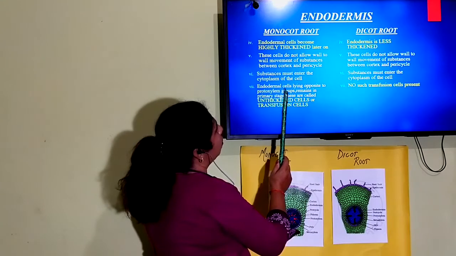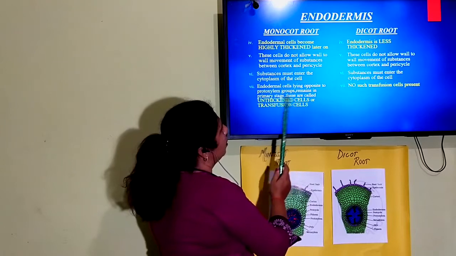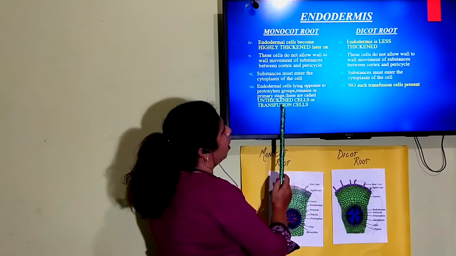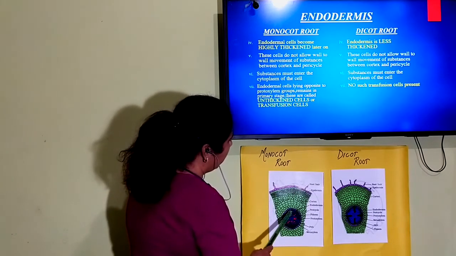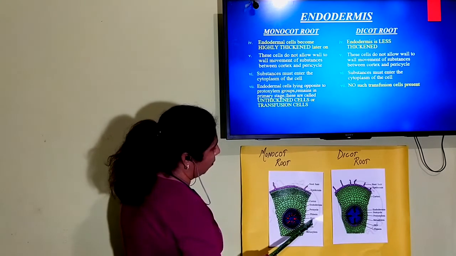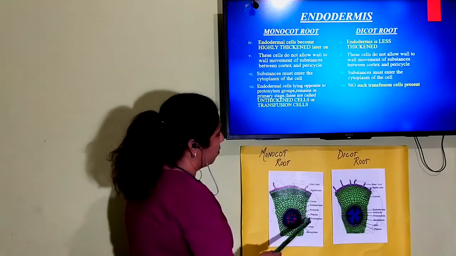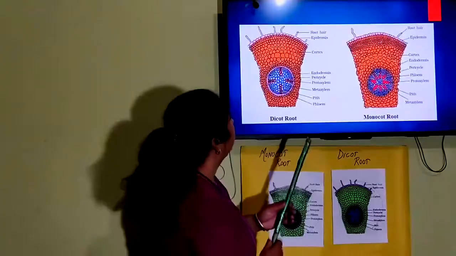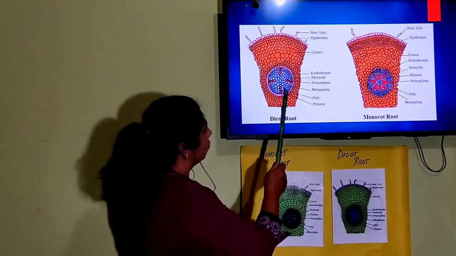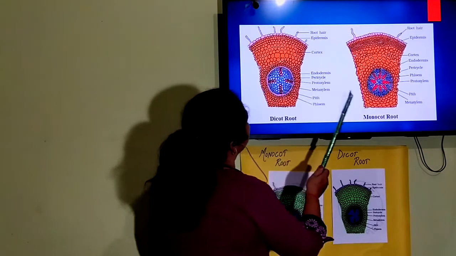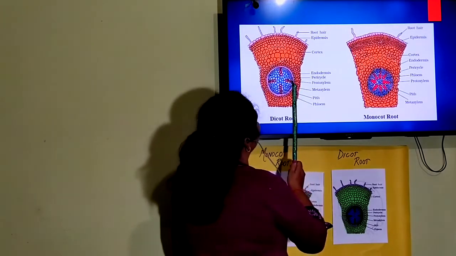Next, endodermal cells lying opposite to the protoxylem groups remain in the primary stage. These are called unthickened cells or transfusion cells. Here, in front of the protoxylem, this is the protoxylem lying outside, and metaxylem is lying inside. You can see in the case of monocot, protoxylem is here. In the case of dicot, protoxylem is here.